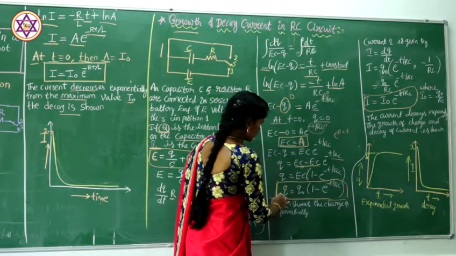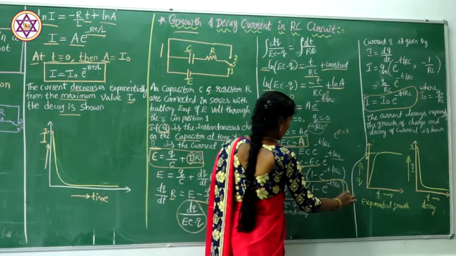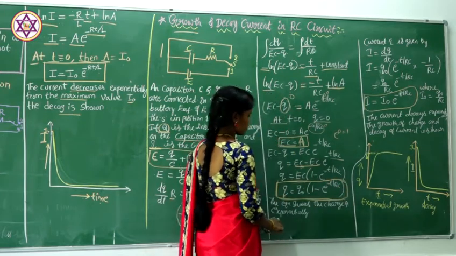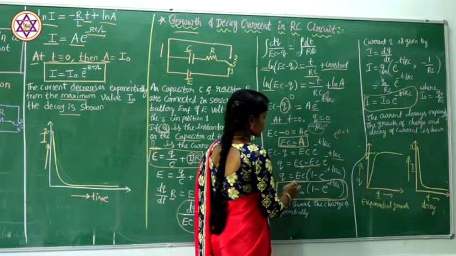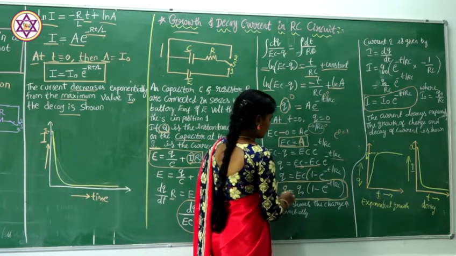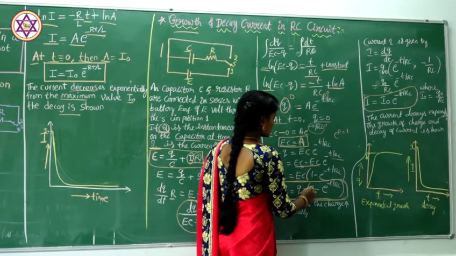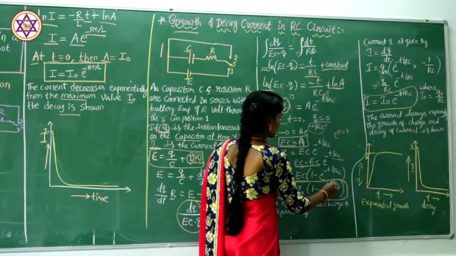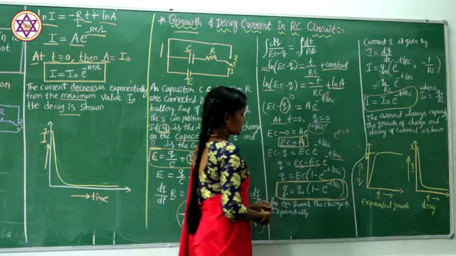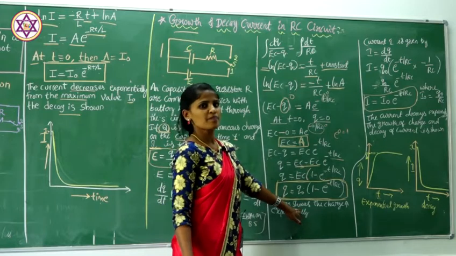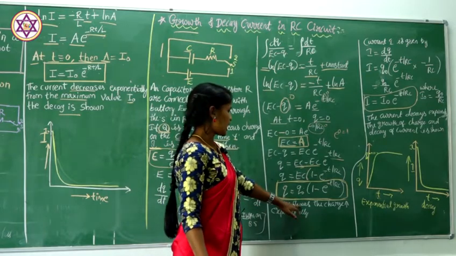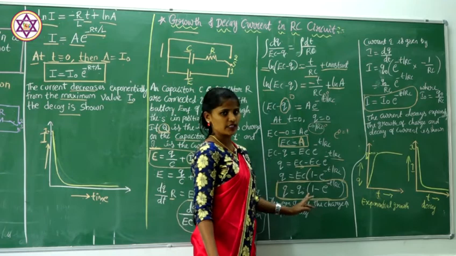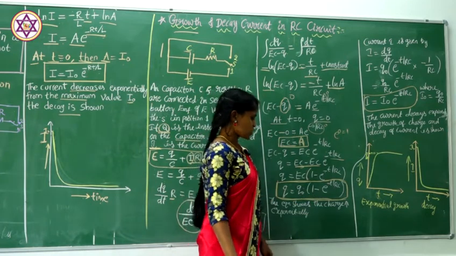So, this is the expression for the charge. This equation, q equals q naught times (1 minus e to the power of minus t by RC), shows that the charge increases exponentially.